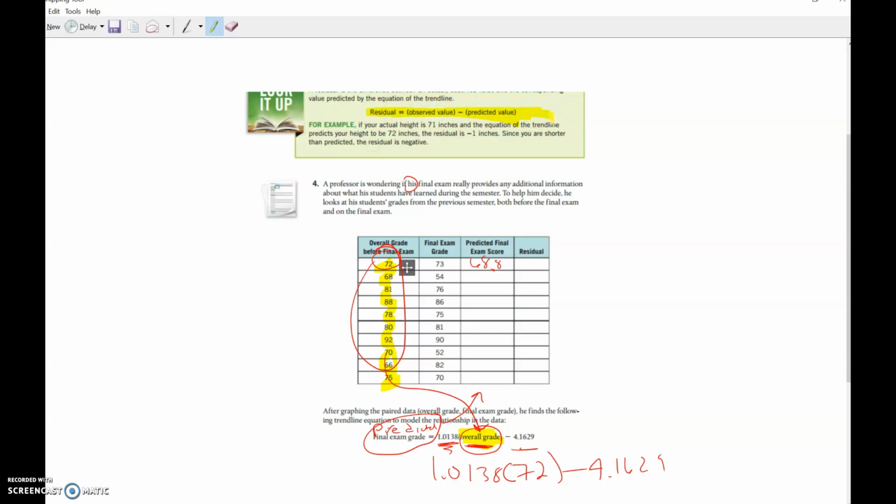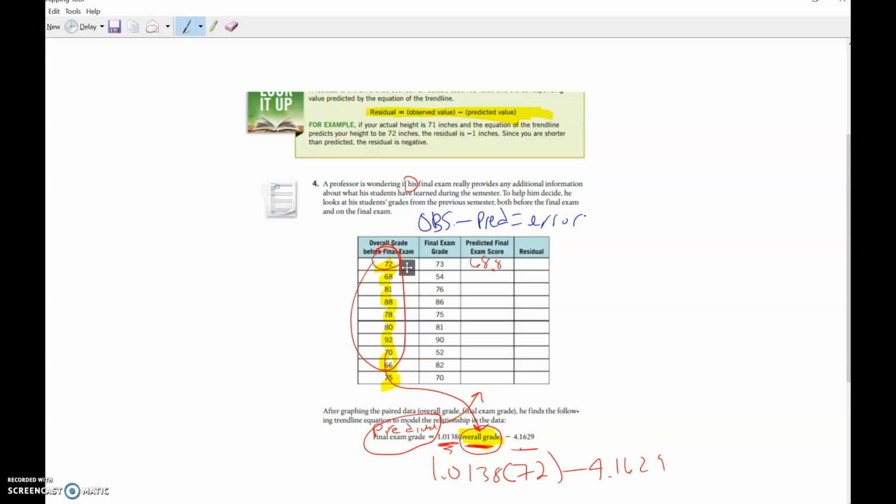So the residual is when you take the observed, which is the real one. So this is the observed grade, because that's what they really ended up getting on their final exam. And you're going to take the predicted value, what the professor thought this formula would predict. The residual is like your error. How far off were they?